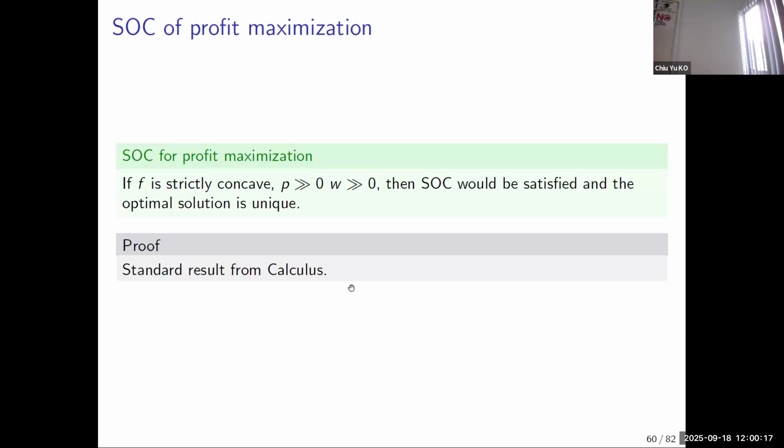Either 0 or infinite. It can't be an interior solution. So that's why you have to assume the classical case, you have to assume decreasing returns to scale in order to get your result right. Okay.